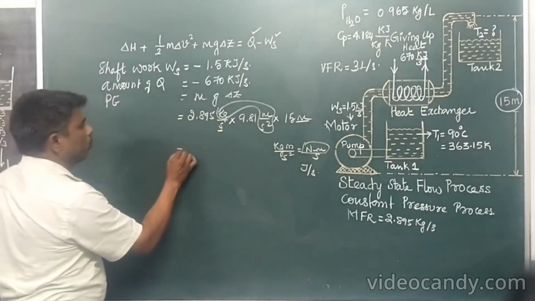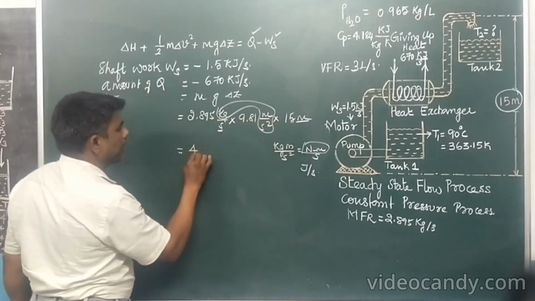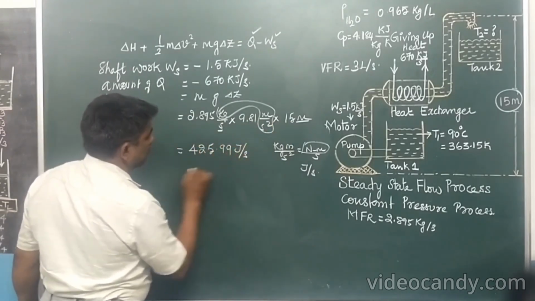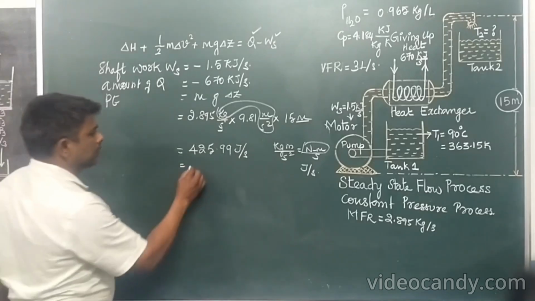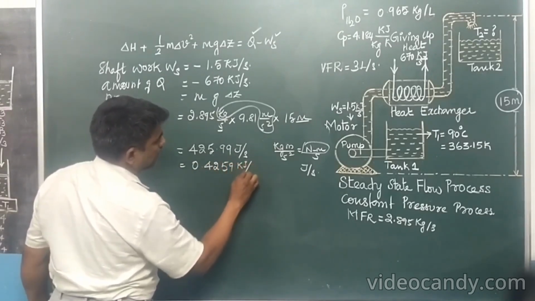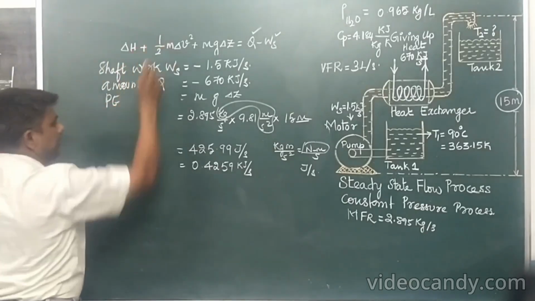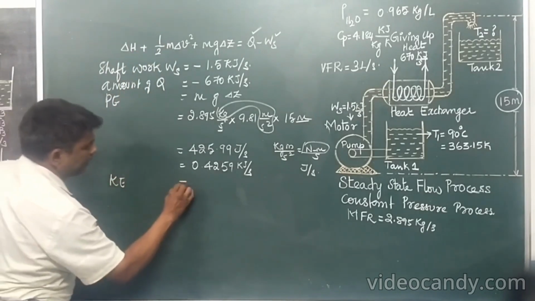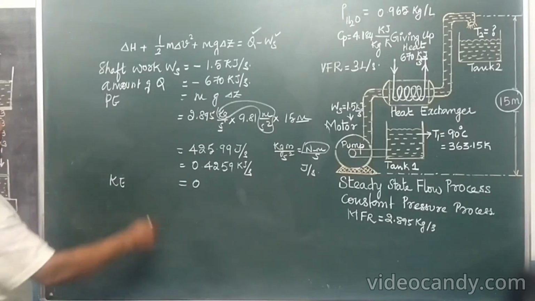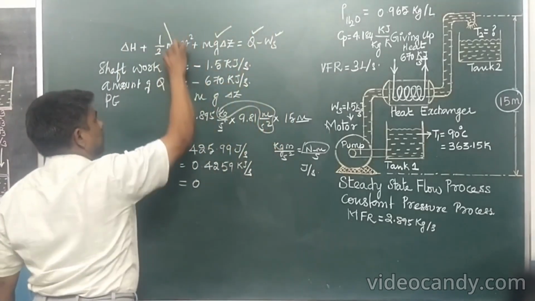The answer is 2.895 into 9.81 into 15, which is 425.99 joules per second. In terms of kilojoules per second, this is 0.4259 kilojoules per second. So that is the contribution of potential energy to the total energy change. One more is kinetic energy. In this case, kinetic energy becomes 0 because there is no role of velocity. Clear? Right. Now, shaft work is ready, Q value is ready, potential energy is ready, kinetic energy is 0.